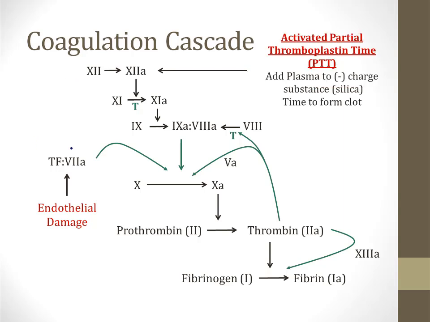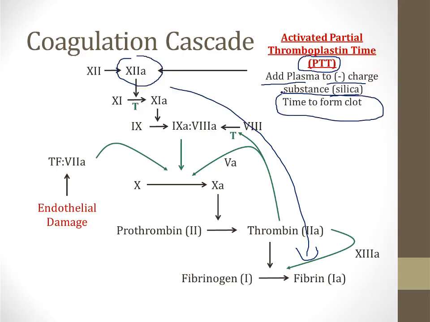The test for the intrinsic pathway is called the activated partial thromboplastin time, or the PTT. To do this test in the laboratory, you take a sample of a patient's plasma and you add it to a negatively charged substance, usually silica, and as I told you before, negatively charged substances will activate factor 12 to 12A, and that will lead to the formation of fibrin, and you measure the time it takes to form a clot, and that time is the PTT.